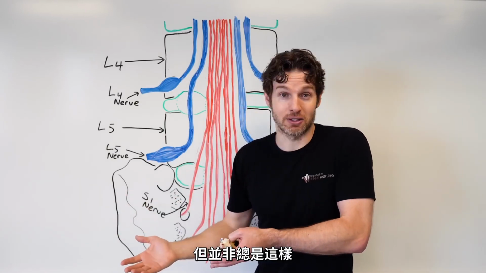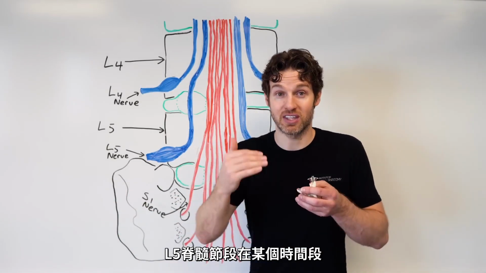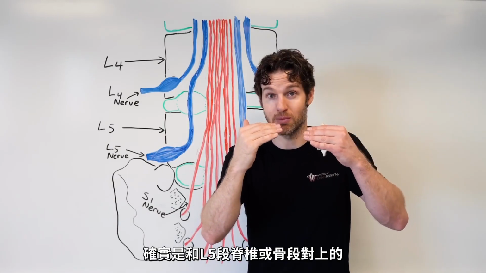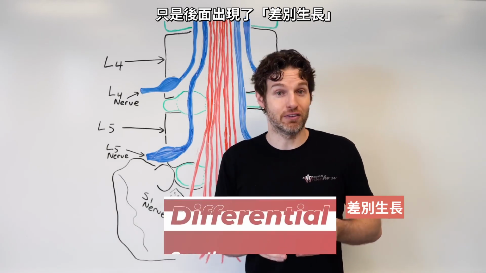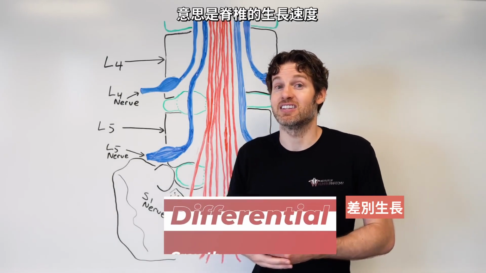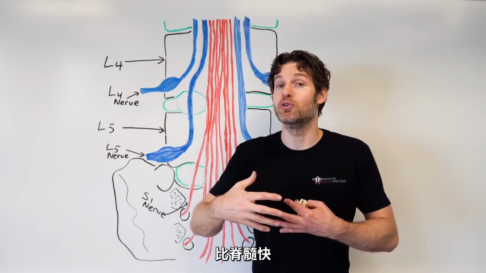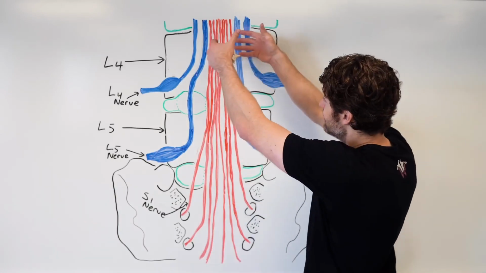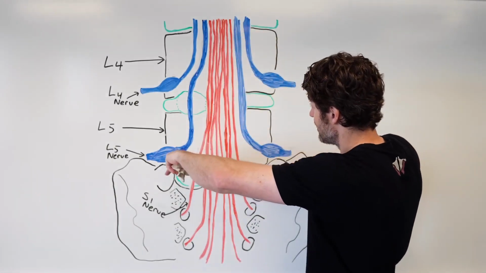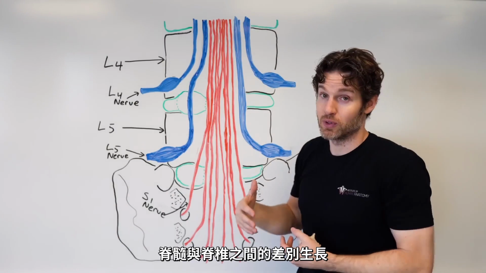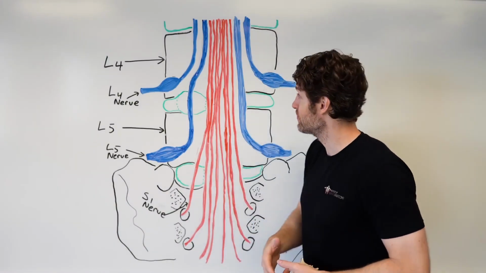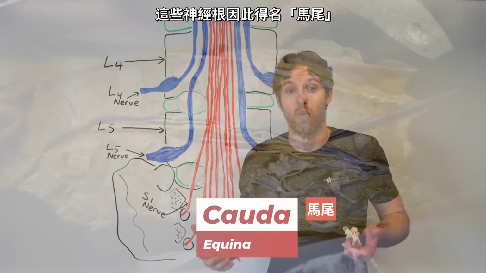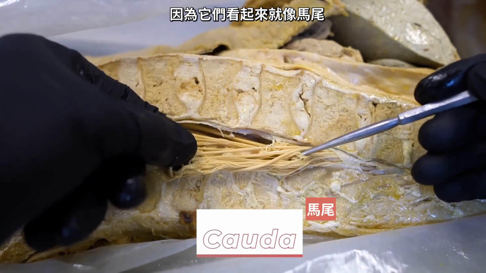Now, that wasn't always the case. When you were developing inside mom, there was a time where the L5 spinal cord segment did line up with the L5 vertebral or the bony segment there. But something occurs called differential growth. And what that means is that the vertebral column or the spine grew faster than the actual spinal cord. And so to accommodate that differential growth, these nerve roots had to grow out longer, again, to accommodate that differential growth between the spinal cord and the actual spine itself. And so this group of nerve roots actually got a name called the cauda equina, as it resembled what they thought of as a horse's tail.